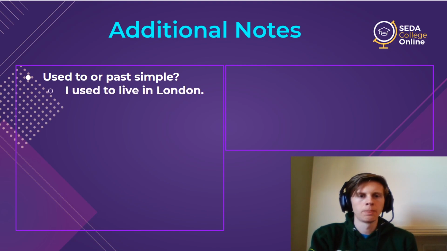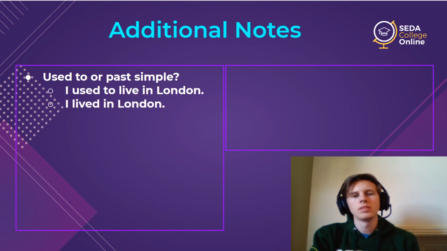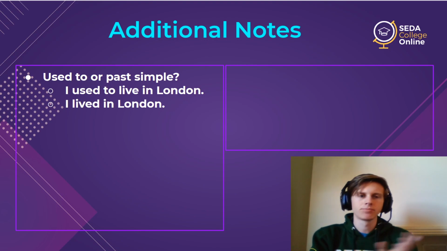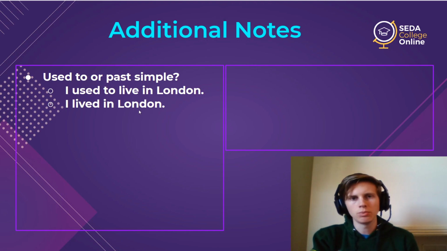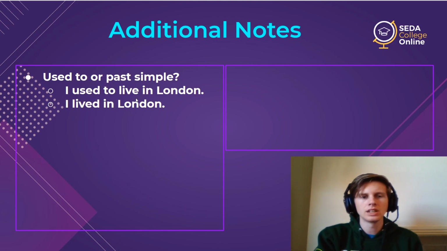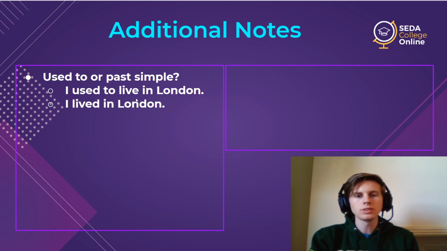So here's an example. I used to live in London. I lived in London. When you're using verbs like live or work or study, there's no difference, really. Both of these sentences have the exact same meaning. I used to live in London. I lived in London. It's really your choice.